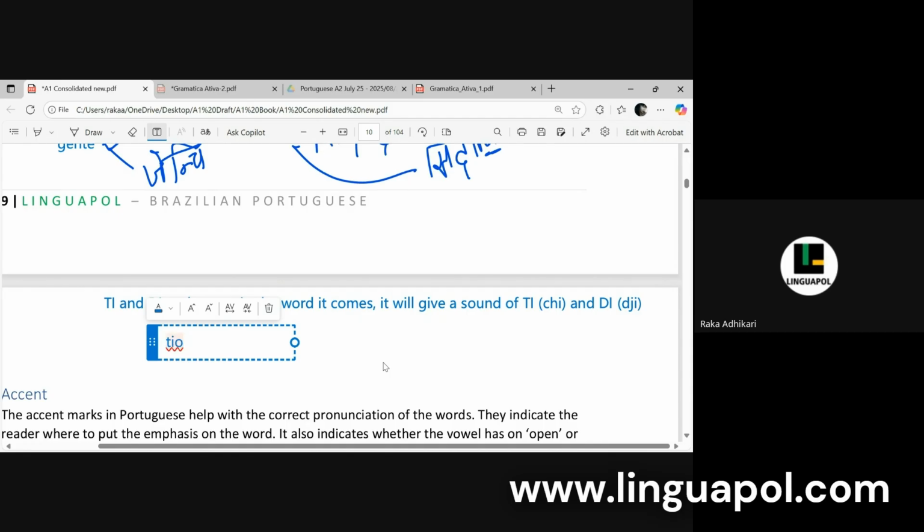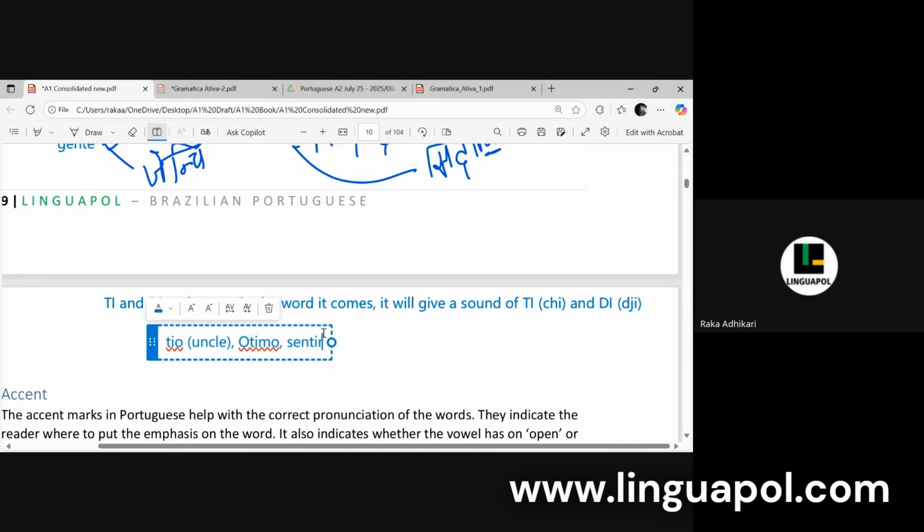For example, this word is tio, means uncle. So can you tell me how do you pronounce it in Brazilian? Tio. Okay. It becomes tio. Yes. For example, we say the word ótimo in European, but in Brazilian it becomes ótimo. Okay.